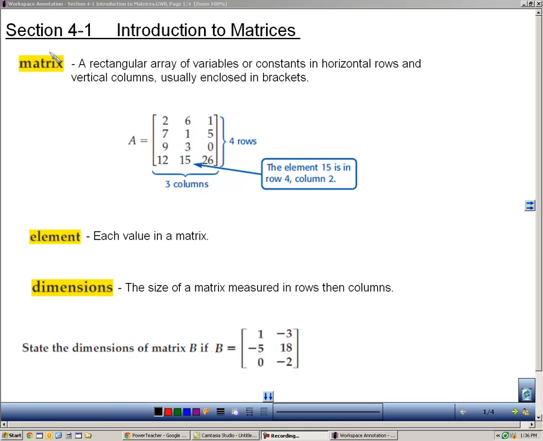Section 4.1 is an introduction to matrices. A matrix is a rectangular array of variables or constants or numbers that are put in rows and columns and enclosed in brackets. Here you see a matrix. It's a way of organizing some numbers.